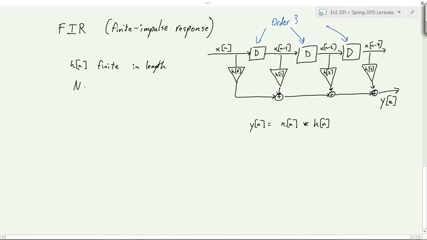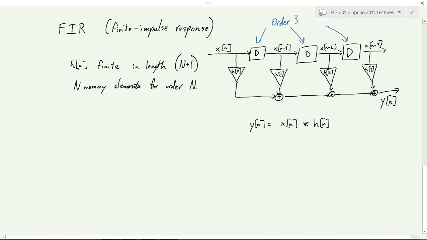And notice that you need n memory elements for order n. So n is the order, and the length of the FIR filter is n plus 1. It was a length 4 impulse response, and you needed n memory elements to implement it.